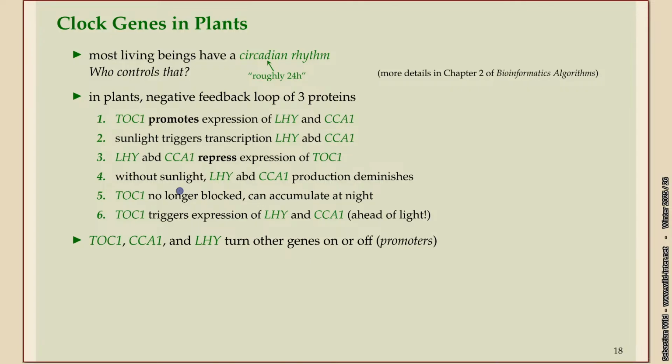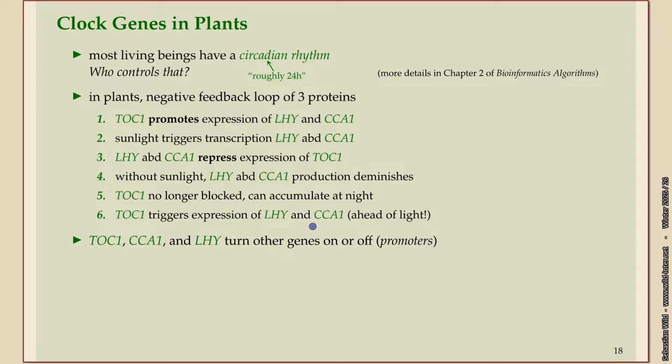But once the sunlight's gone, these start to slowly get less. That means this TOC1 is no longer blocked from the high concentration of these 2 guys and can accumulate overnight. And that kind of sets a timer for when the night is over. If enough of TOC1 is there, it starts promoting the production of these 2 again, which is then enforced again by the light. But also before then, they start waking you up, well, whatever that means for a plant. I don't know. That's roughly the story.